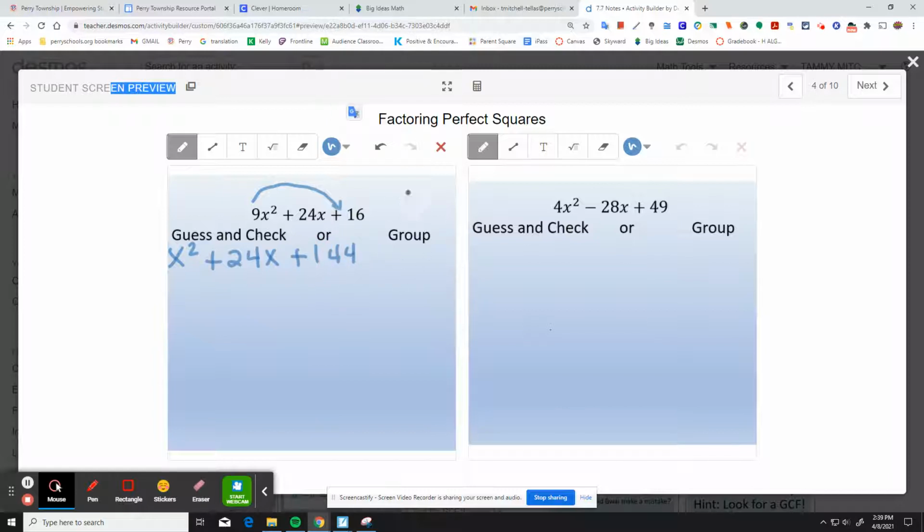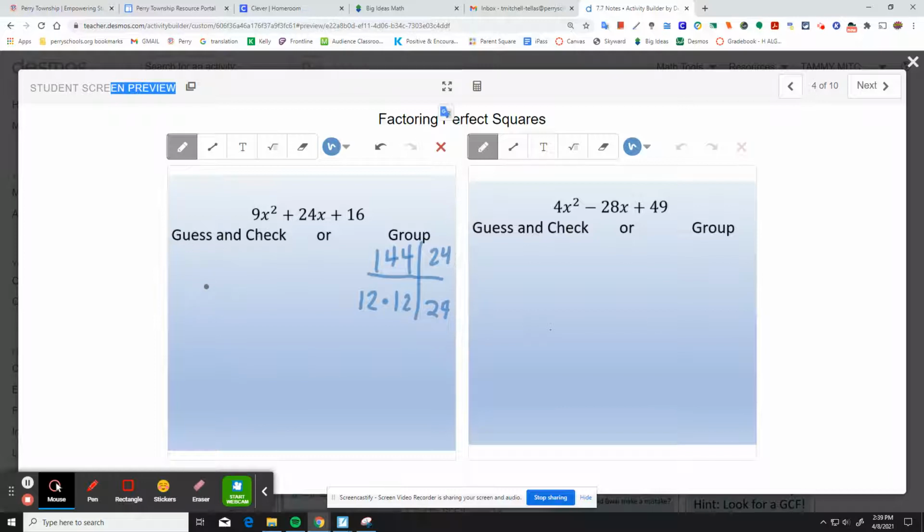Okay, so now we just have to find factors of 144 that add or subtract to be 24. There are quite a lot of factors of 144, but in my head, I can guess that it would be 12 times 12, because if you add them, you end up getting 24. So that's just me making this a little bit quicker, but you would have to list all the factors of 144 to try to get to 24.